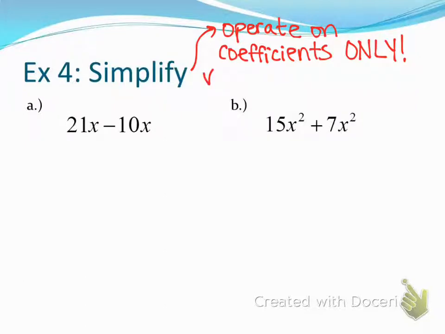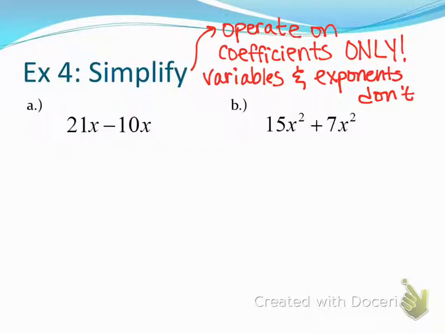Variables and exponents don't change. We're running out of room.